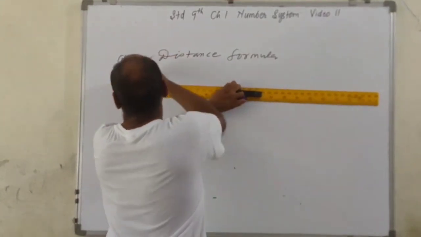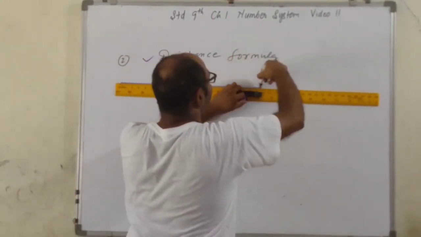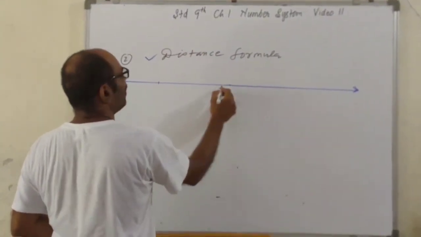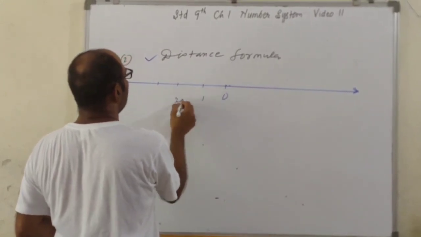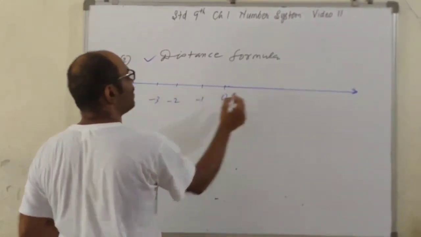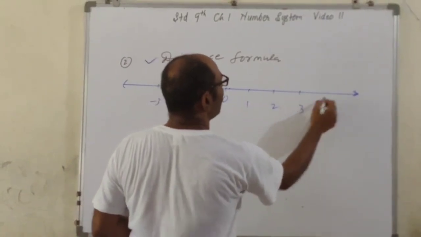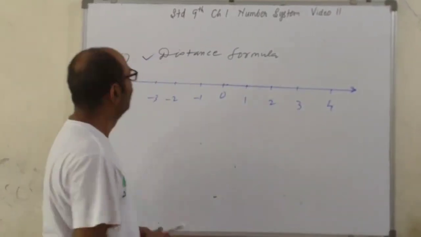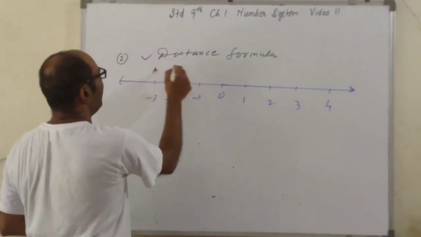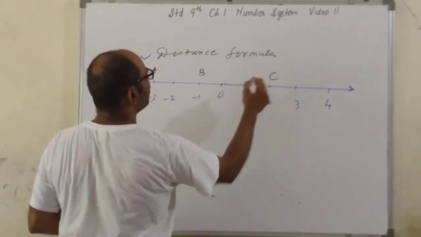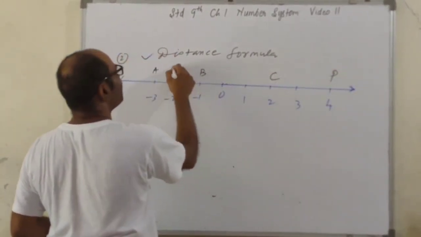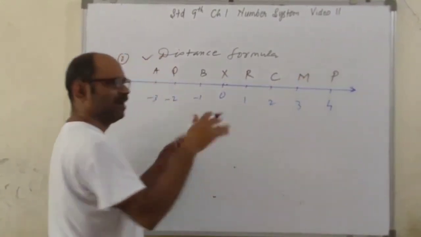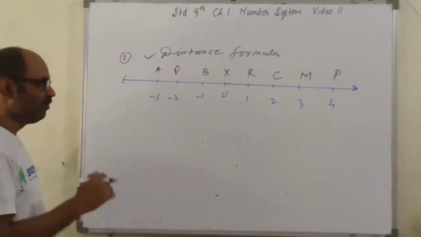Alright, once again, the number line. This is the number line. Here is 0, 1, minus 1, minus 2, minus 3, 1, 2, 3, 4. Let's say this point is A, this is B, this is C, this is P, this one is Q, this one is X, this one is R, and this one is M. Different points.